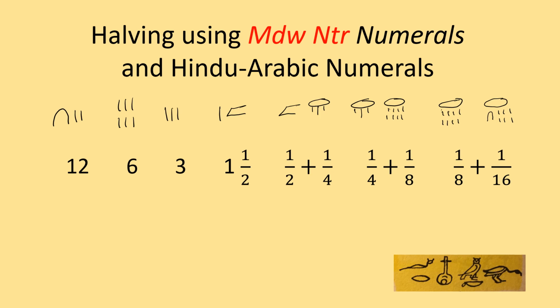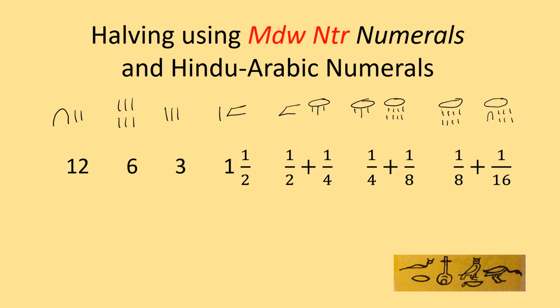We take half of the 1, and that gives us a half. Half of the half would give us 1/4. So we get 1/2 plus 1/4. In Medu Neter, we do not have those plus symbols in the fraction bar. But moving right along, if I take 1/2 of the 1/2, that's again 1/4. And 1/2 of the 1/4 is 1/8. So we get 1/4 and 1/8.